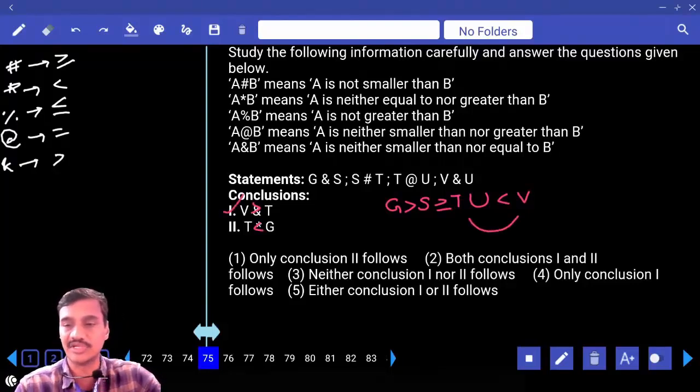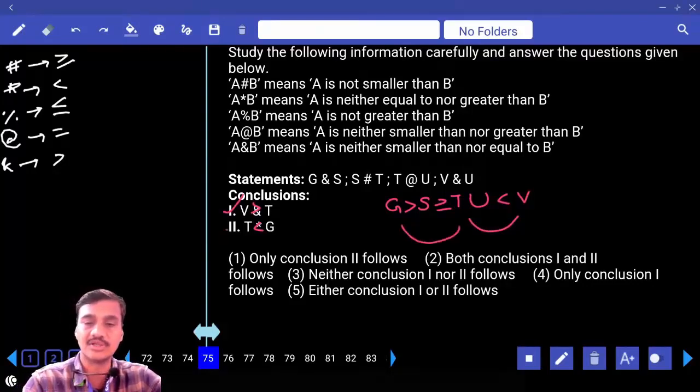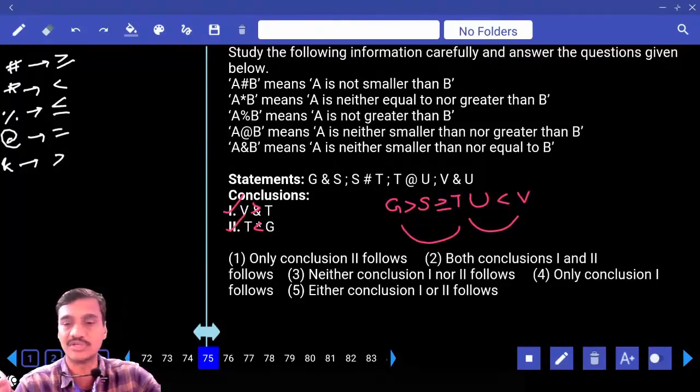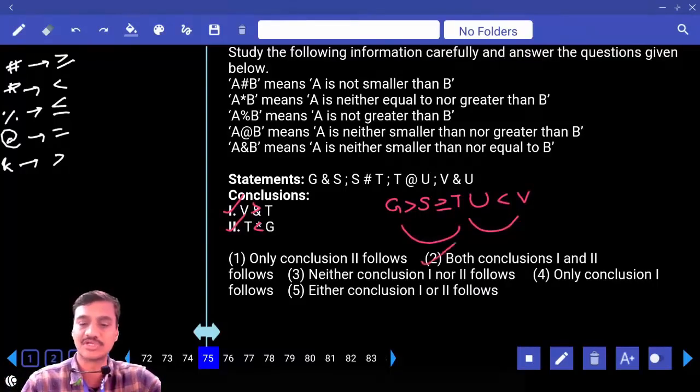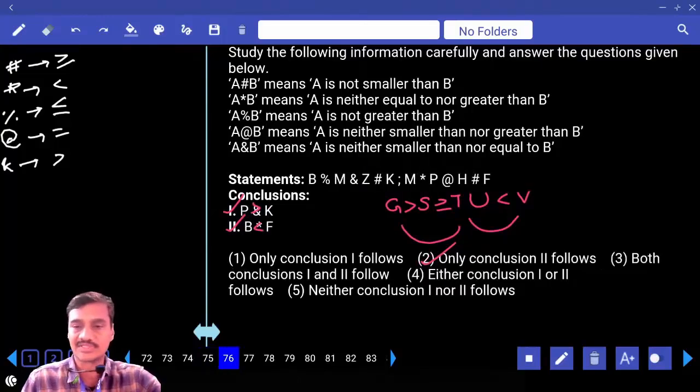The relation between G and T: G greater than T, T lesser than G. Hence what is your answer here? Both 1 and 2. Both the conclusions are true, that is choice 2, question number 75. Both 1 and 2. Done with this? Then 76.